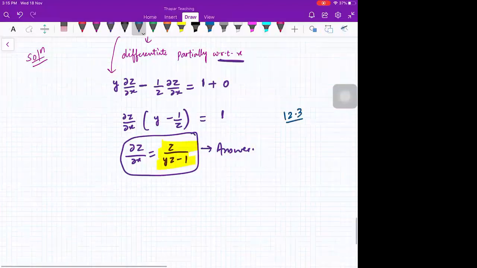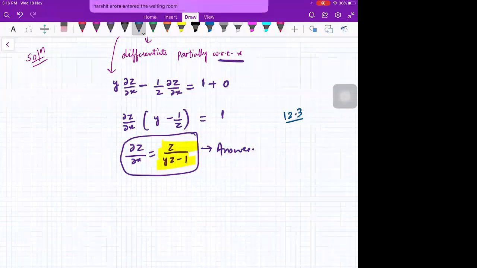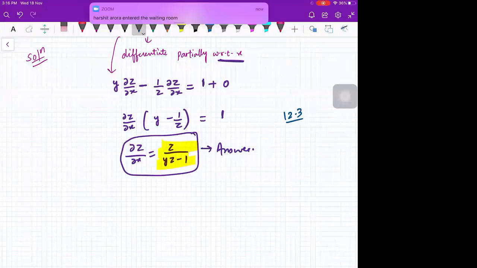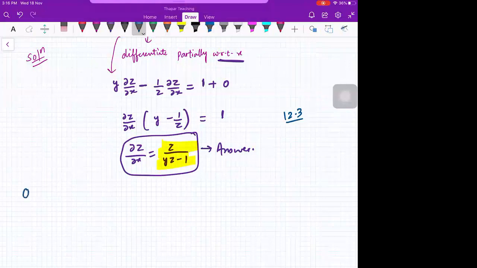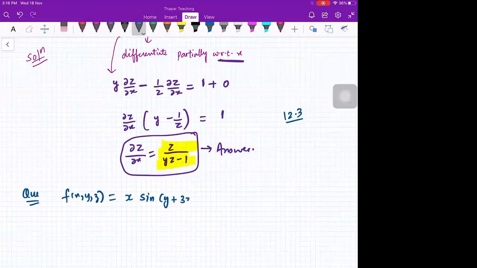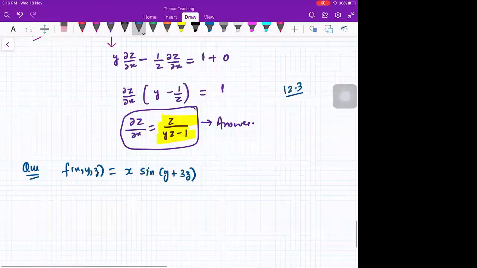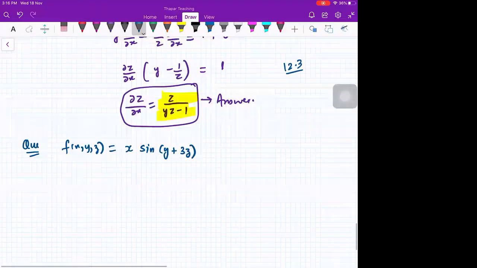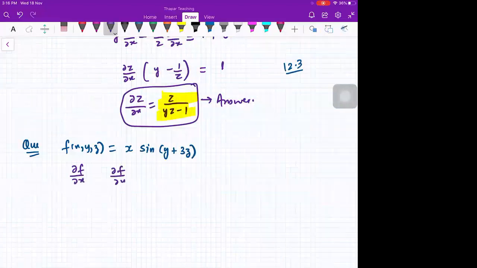This is the 12.3 exercise we are doing, right? So I will continue with the questions. Suppose I give you this problem, f of x, y, z, equal to x sine of y plus 3z. Now you can have a function of more than 2 variables also. Now how many derivatives will you have? There will be 3: curly f by curly x, curly f by curly y, and curly f by curly z. Same concept.